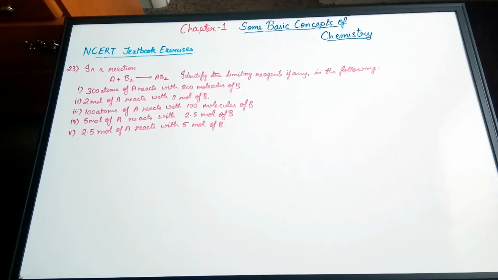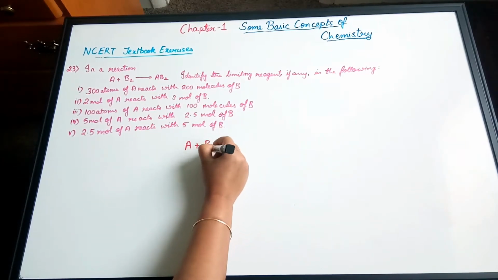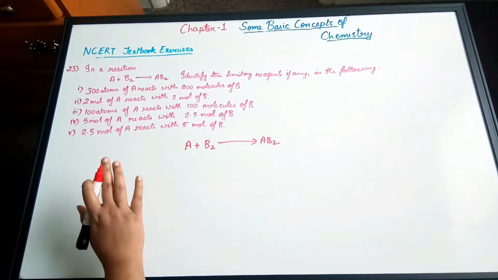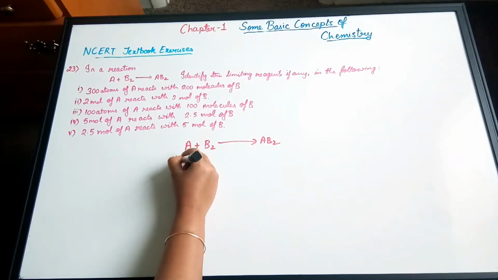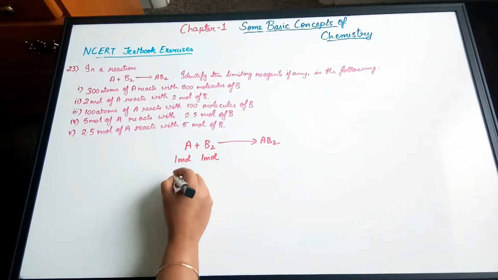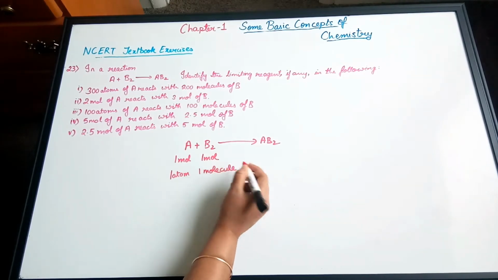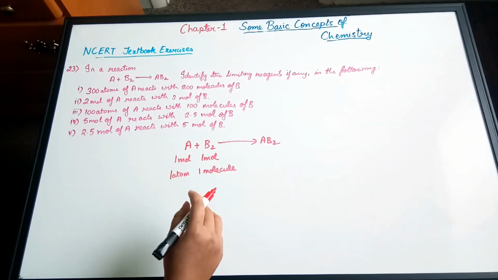So let's start with the reaction itself. A plus B2 gives rise to AB2. And here, since we are only talking about the reactants, I am only concerned about the reactants. So 1 mole of A reacts with 1 mole of B2. Similarly, 1 atom of A reacts with 1 molecule of B2. Okay, so this is what is given to us. Now, we need to figure out which are the limiting reagents.